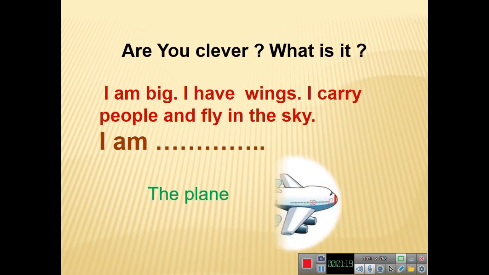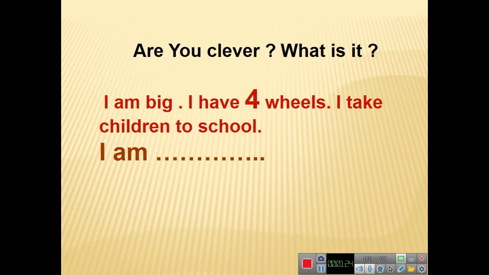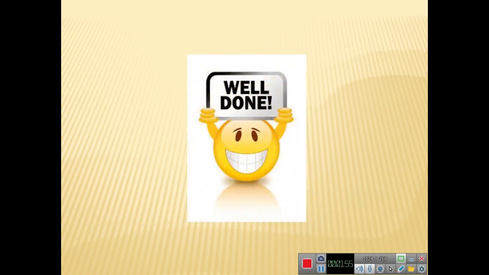It's the plane. Another riddle? Let's go. Are you clever? What is it? I am big. I have 4 wheels. I take children to school. I am... what is it? Is it the bike? Is it a horse? Let's see. Yes, it's the school bus. Well done. Well done, you are great.